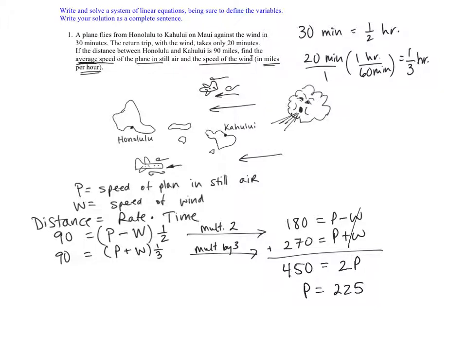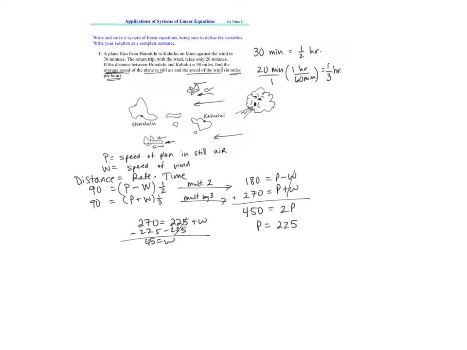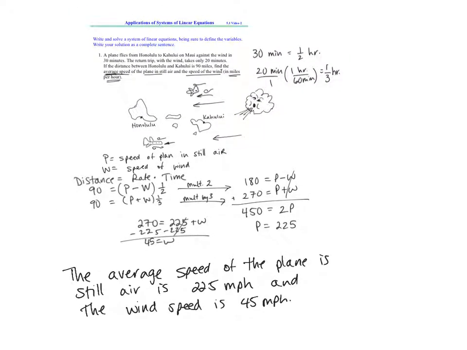All right, now we can use one of these to help us figure out our wind speed. I'll go ahead and just use 270 is equal to the plane speed, so 225 plus the wind. And solving for w here, I would get that the wind is 45 miles per hour. All right, and then writing that out, we have the average speed of the plane in still air is 225 miles per hour, and the wind speed is 45 miles per hour. All right, we're going to do one more, and this one is going to use mixtures.